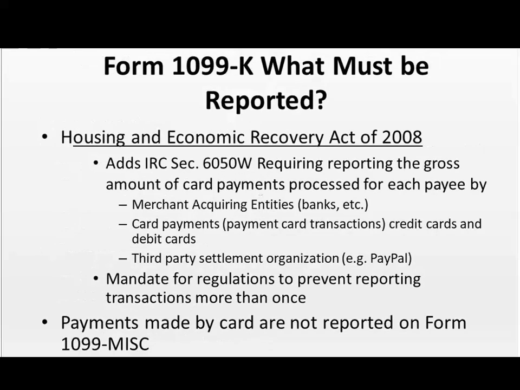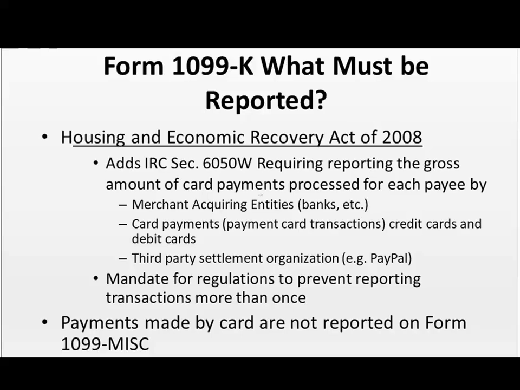Okay, now there's another exception to reporting on 1099 miscellaneous, and that's if it's reported on a 1099-K. The 1099-K came out of the Housing and Economic Recovery Act of 2008. It was part of the efforts by Congress to reduce the tax gap, that is the amount of tax that's being reported versus the amount that should be reported. And it added to the Internal Revenue Code Section 6050W, that required the reporting of the gross amount of card payments processed for each payee by the merchant acquiring entity.